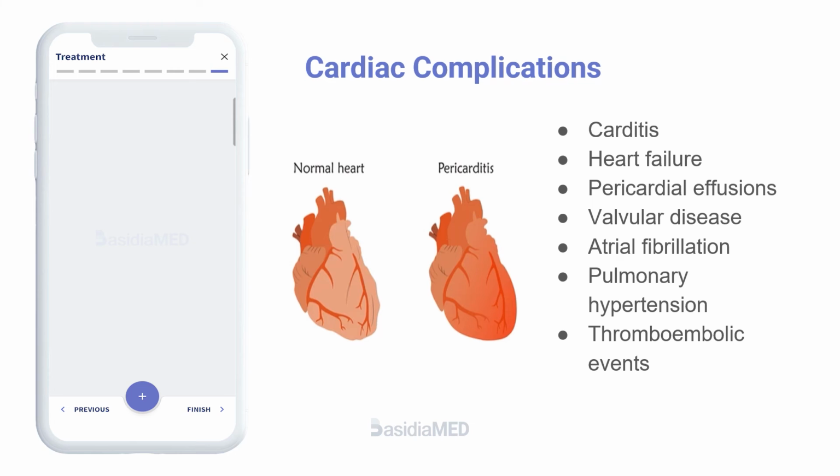Cardiac complications of rheumatic fever are worth mentioning separately due to their long-term effect on the quality of life of the patient. They include carditis, for example infective endocarditis, heart failure, pericardial effusions, valvular disease, especially the mitral valve, atrial fibrillation from severe untreated mitral stenosis, pulmonary hypertension, and thromboembolic events, such as strokes.